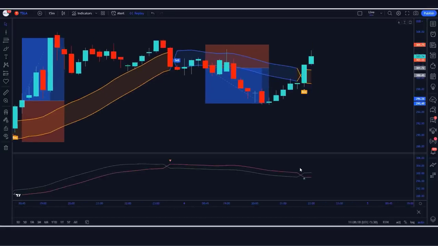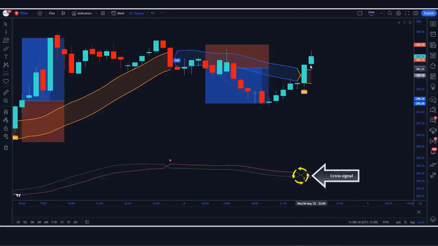We have got the signal. Here the SSL channel indicator gives us a buy signal. We have a candle ahead of the signal candle for signal confirmation. Here is the SSL off chart indicator cross signal. The market has made a bullish candle to give confirmation. So all our conditions are being fulfilled, so we are placing an order to buy.